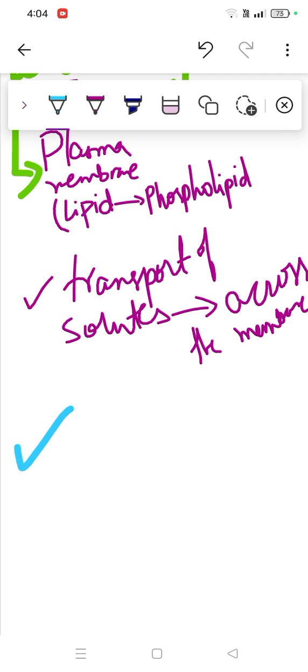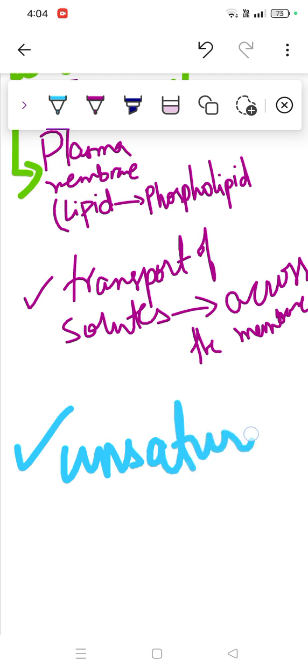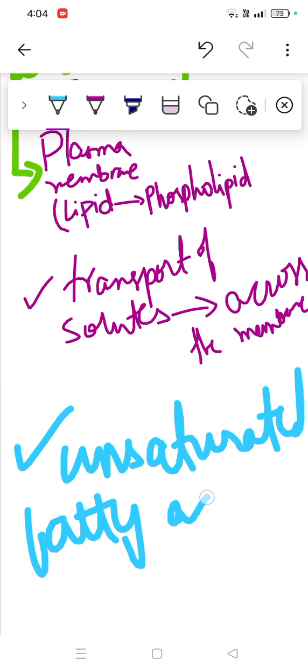Of course, if all these things happen when there's low temperature, the plant needs to take some action. So there are a few adaptations, like they will have unsaturated fatty acids, which prevent crystal formation.